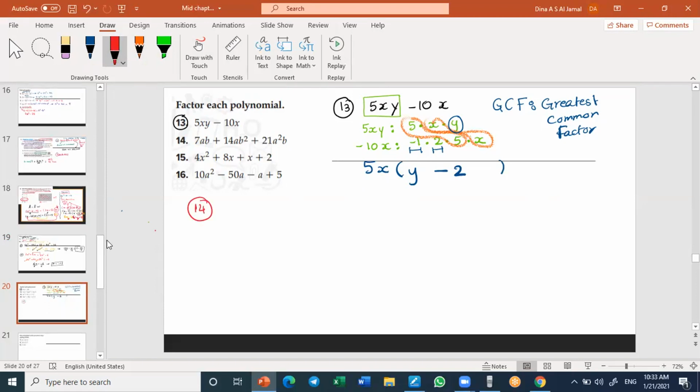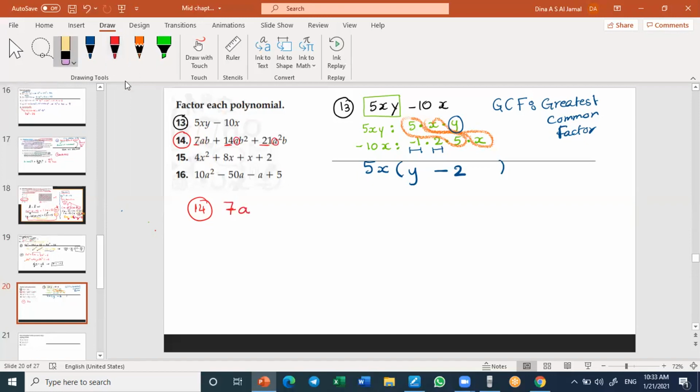So in 14, you can use the same method or you can solve it by eye directly. First of all, look for a number that has a common factor, GCF, between the 7, the 14, and the 21. So we can notice that 7 is the common factor. Now, let's look at the variable. Here I have a, here I have a, here I have a squared. That means I can take a as a common factor.